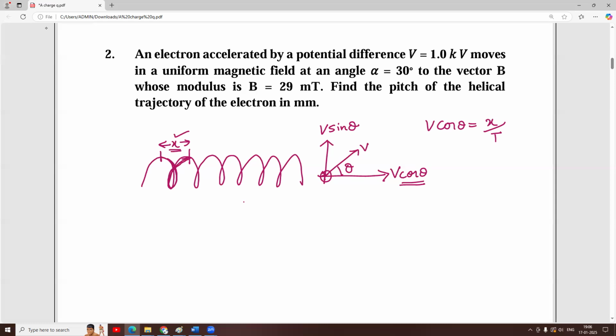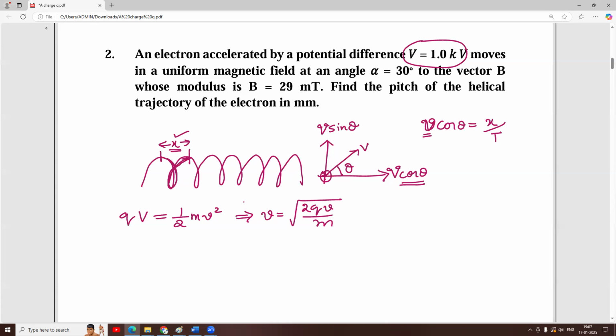Now we will find out different values. Since the charged particle is accelerated through a potential difference, we will have to find out the velocity of the charged particle by the time it enters the magnetic field. So we know that the kinetic energy is gained from the potential energy of the charged particle when it is placed in the electric field. So charge times potential difference is half m v squared, which implies the velocity of the charged particle is square root of 2qV by m. So that can be substituted here for v in v cos theta.